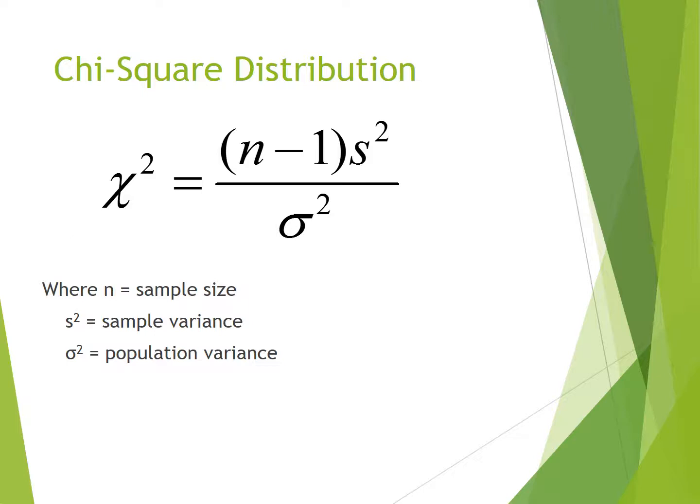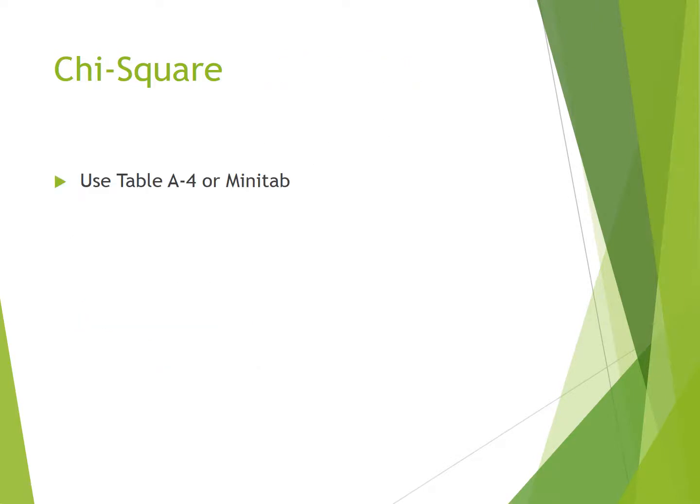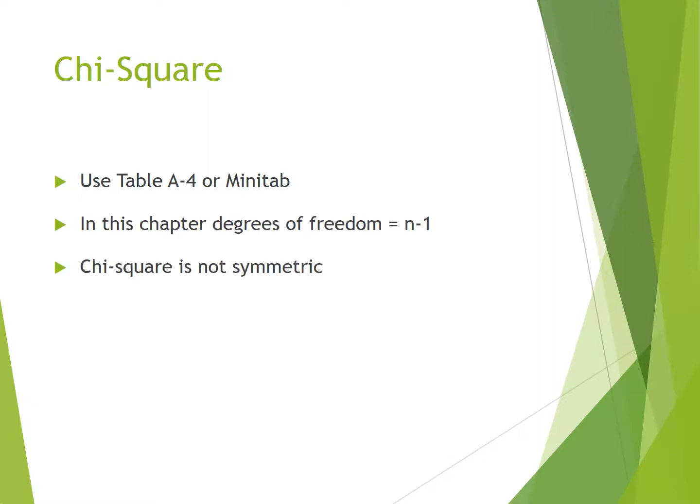Here's another one, the chi-square distribution. That's the formula for it. We don't really need to spend any time examining that formula. I'm going to show you how to do it with Minitab. And then you can either use table A4 to find values or Minitab. I think Minitab's easier. So in this chapter, degrees of freedom is n minus 1.